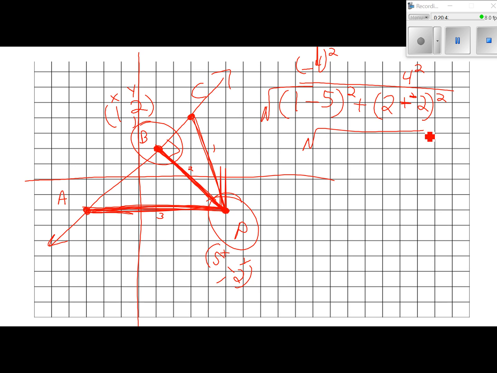What is negative 4 squared? Be careful. Positive 16. What's 4 squared? 16. What's 16 plus 16? 32. Now is where we need the calculator, because I don't know what the square root of 32 is off the top of my head.